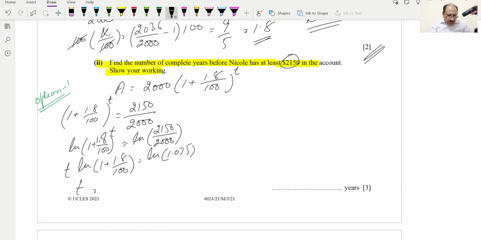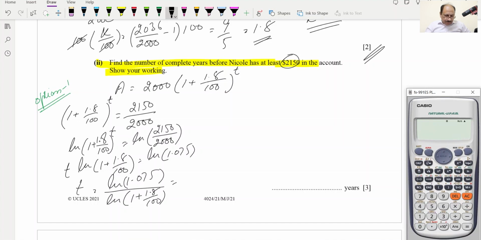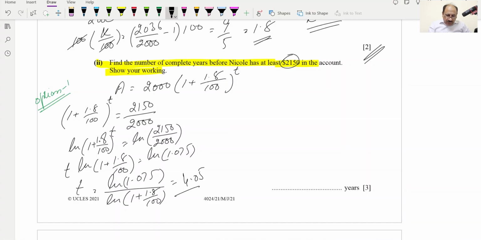So t will be equal to log of 1.075 over log of 1 plus 1.8 over 100, and this value we can calculate. Log of 1.075 over log of 1 plus 1.8 over 100, bracket closed, and this is equal to 4.05. So 4.05 is the time duration.